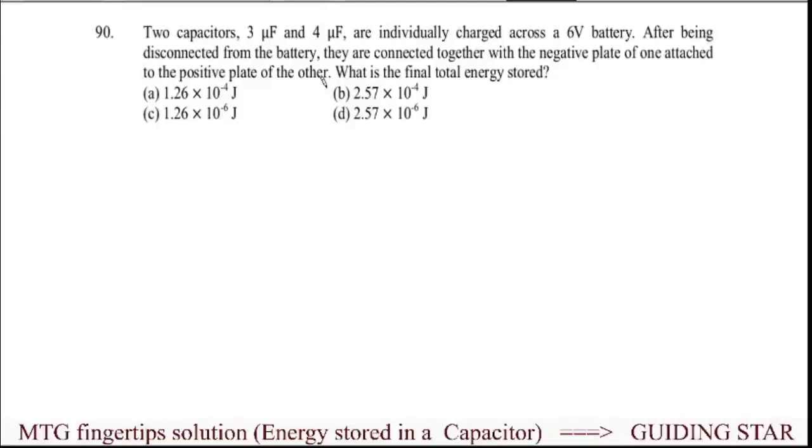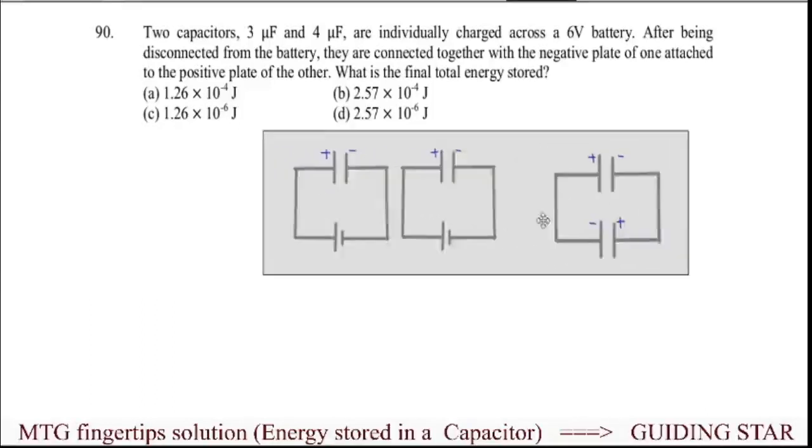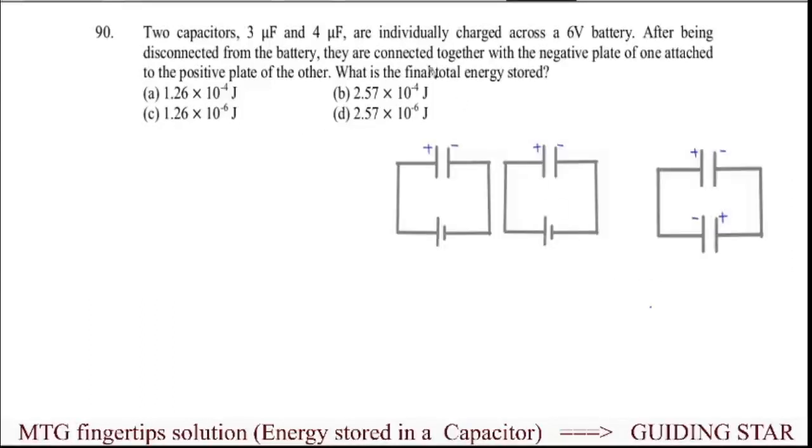So in this particular case, if you look at the figure over here, assume two capacitors, this is 3 microfarad and this is 4 microfarad capacitor. Clear? These are separately connected across a 6 volt battery. Assume that within a fraction of a second both the capacitors are separately charged.